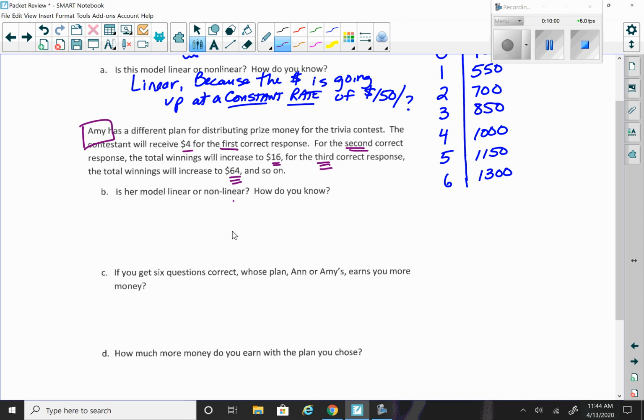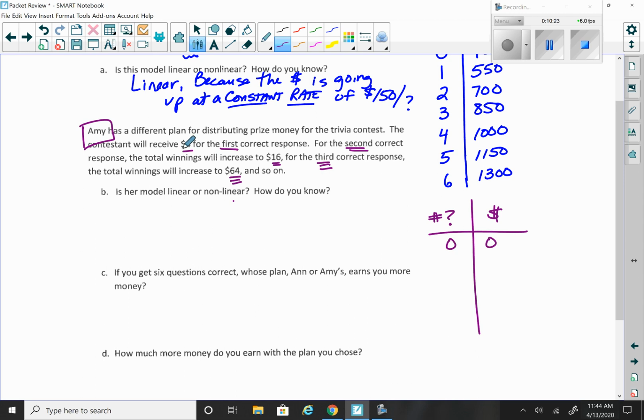So again, I'm going to make another table of values. The first column will be the number of questions that we get correct, and the second column will be how much money we're going to win or earn. Now with this one, you get $4 for the first correct response, but they don't mention any prize or money up front. So if you get 0 questions right, you're not going to win any money.